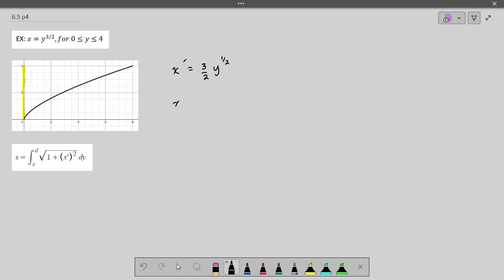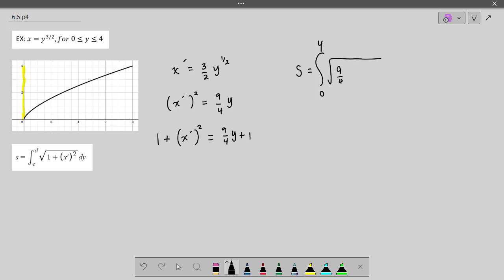So then we square that derivative. And we'll get 9/4 times y. And then we're going to add 1. So we get 1 plus x prime squared, that's just 9/4 y plus 1. So here, when we go to our arc length formula, s equals integral 0 to 4, the square root of this. So no perfect square business, no negative 1/2. It's just a regular integral.